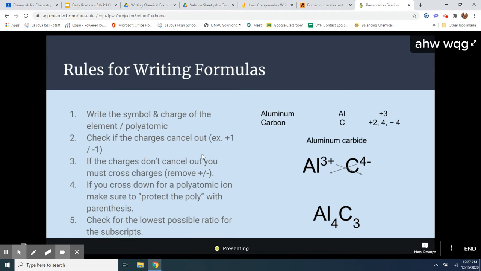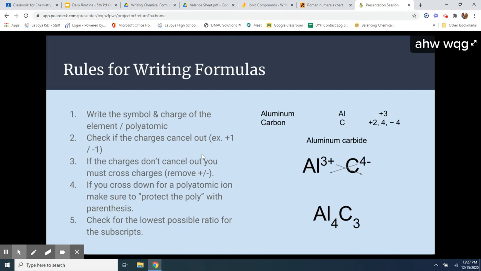Steps or rules for writing formulas. They can be steps or they can be rules, whatever you want to consider them. Number one, write the symbol and the charge of the element or the polyatomic. Step two, check if the charges cancel out. For example, if you have a +1 and a -1, that's going to cancel out. They're the same number. Doesn't matter if they're plus and minus, I'm just looking at the number. If the numbers match, cancel them out. They go away and you put what's left together.